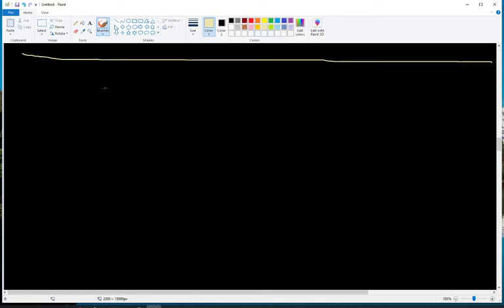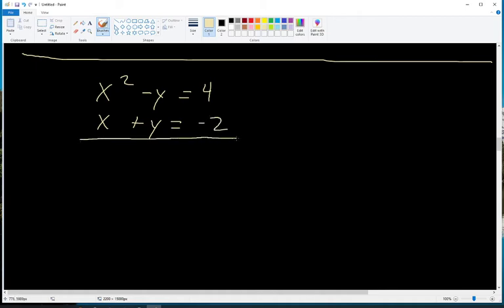So let's say we got x squared minus y equals 4 and x plus y equals negative 2. This is already set up for elimination. If I just add these together, I get x squared plus x, which I can't combine into anything nicer, so I'm just going to leave it as x squared plus x. Negative y plus y cancel, and I get 4 minus 2 is 2. So x squared plus x, subtract the 2 across, minus 2 is 0. Says, what happens here? We got a factor, I guess.